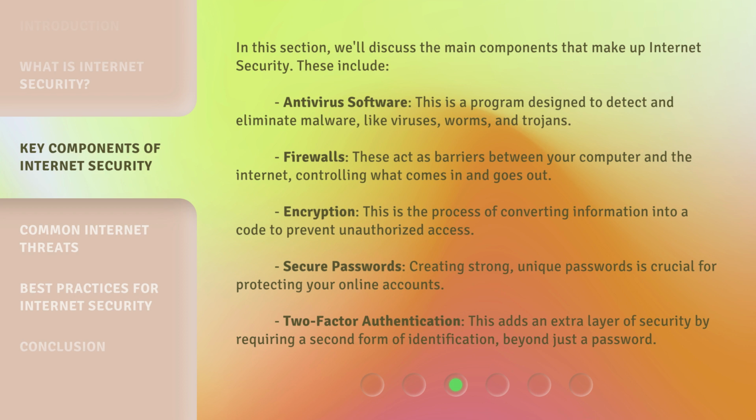Encryption. This is the process of converting information into a code to prevent unauthorized access. Secure passwords. Creating strong, unique passwords is crucial for protecting your online accounts. Two-factor authentication. This adds an extra layer of security by requiring a second form of identification, beyond just a password.